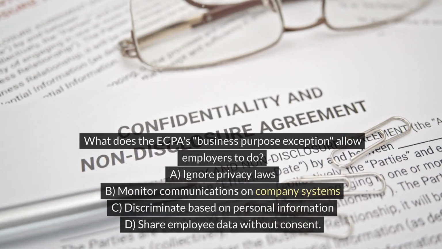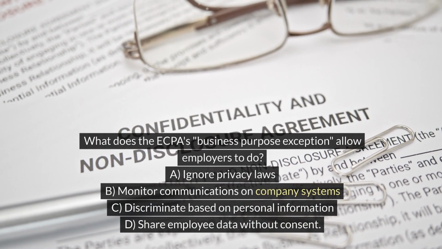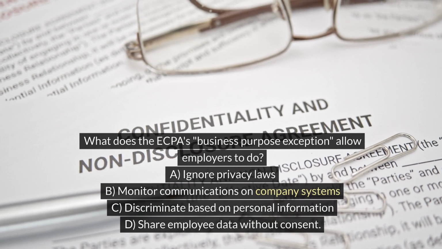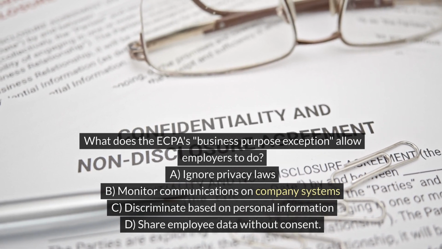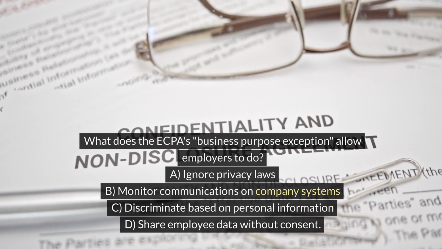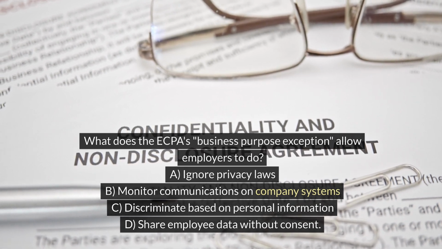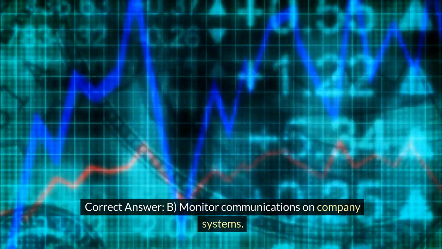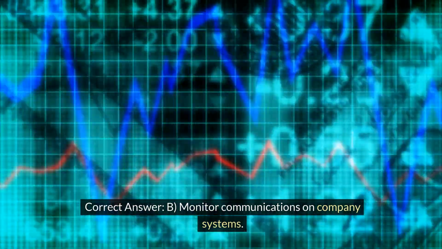What does the ECPA's business purpose exception allow employers to do? A. Ignore privacy laws. B. Monitor communications on company systems. C. Discriminate based on personal information. D. Share employee data without consent. Correct answer. B. Monitor communications on company systems.